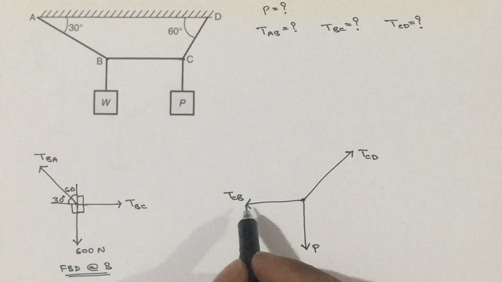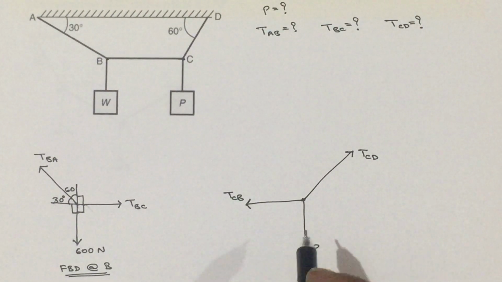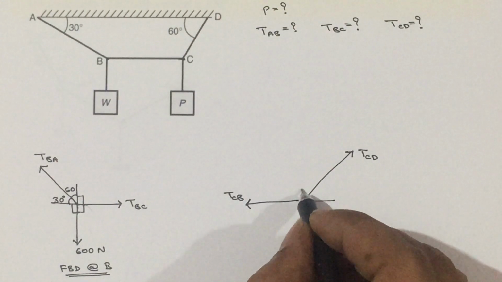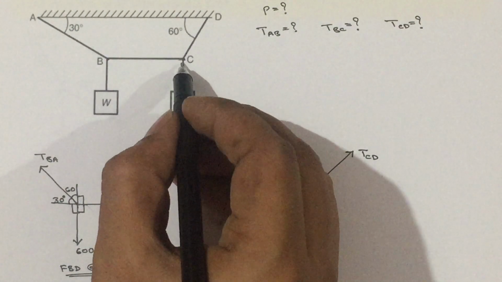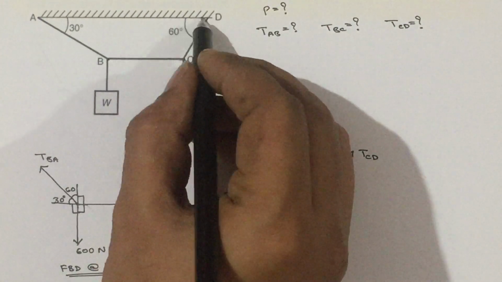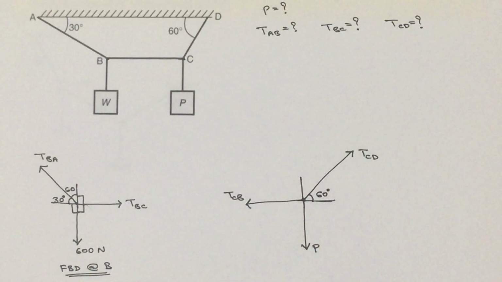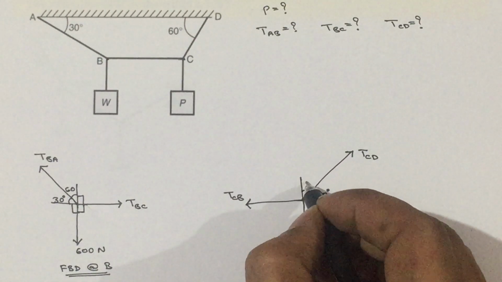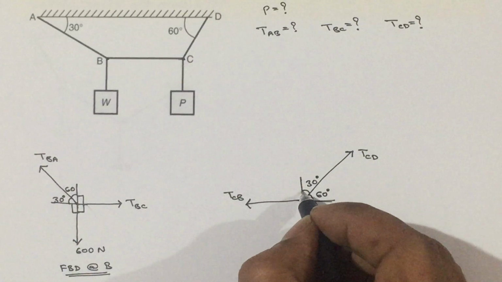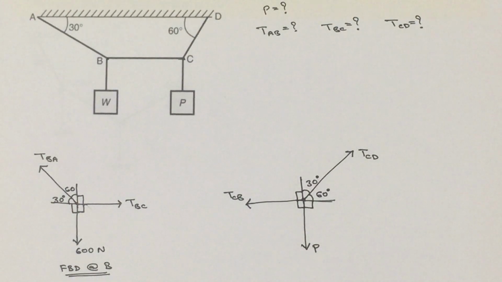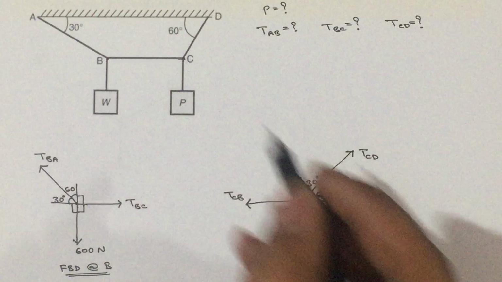Please remember, TBC will be equal to TCB. Then point, line, direction, magnitude is over, we need angles. So, draw a plus mark at the point. Here the CD line is making 60 with respect to horizontal. Therefore, with respect to vertical it will become 30 degree. This value is 90, this is 90 and this one is 90 degree, and this will be the free body diagram at C point.